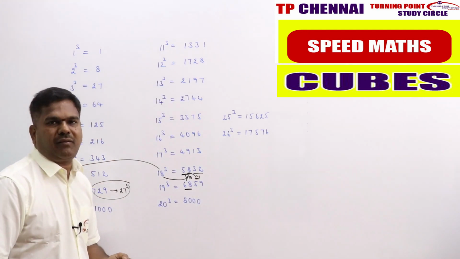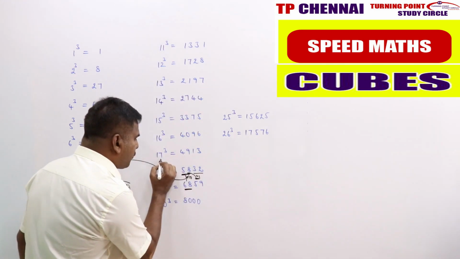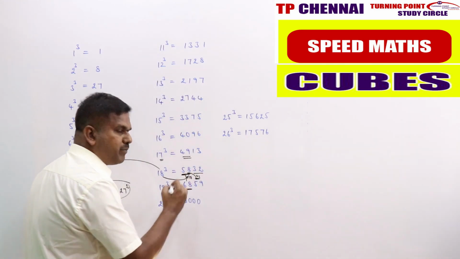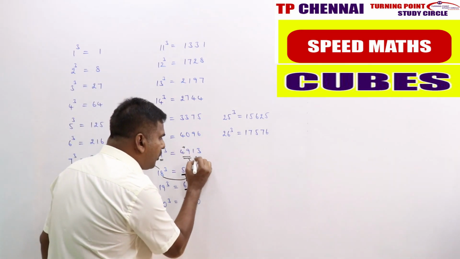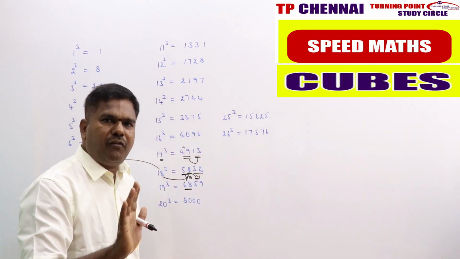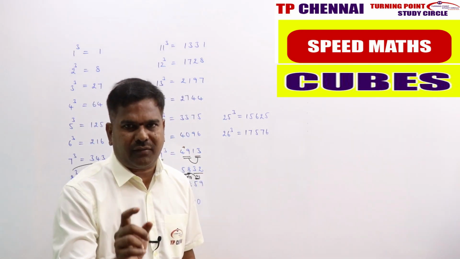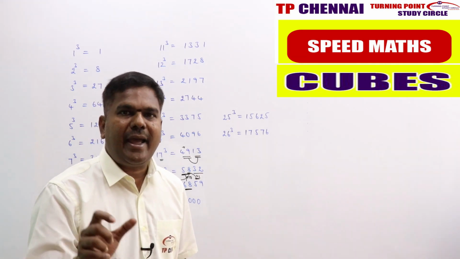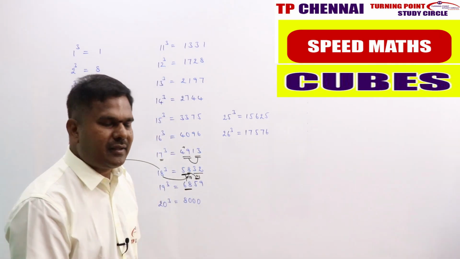Now we will go ahead with the 17 cube. 17 cube is very easy. Take 7 square. What is 7 square? 49. What is 4 plus 9? 13. Next 2 digits will be 13. That's it. Very easy to remember. So take first 7 square, 49. Add 4 plus 9, how much? 13. 4913 for 17 cube.